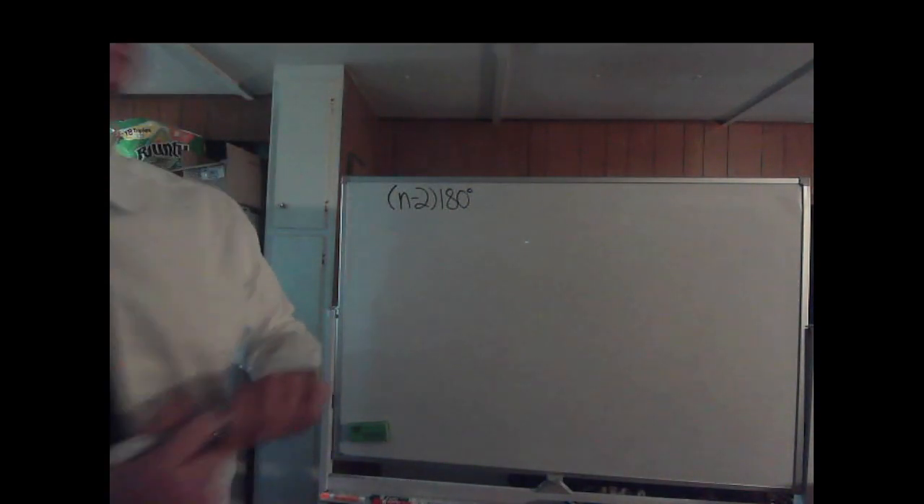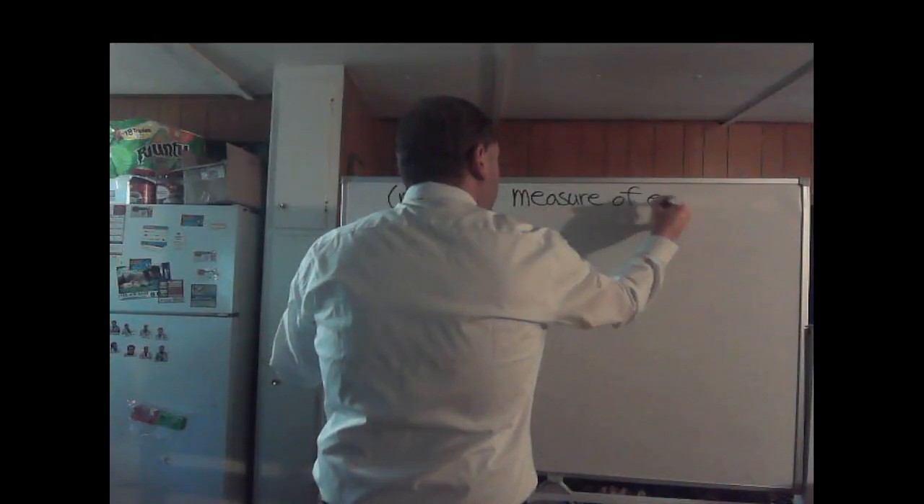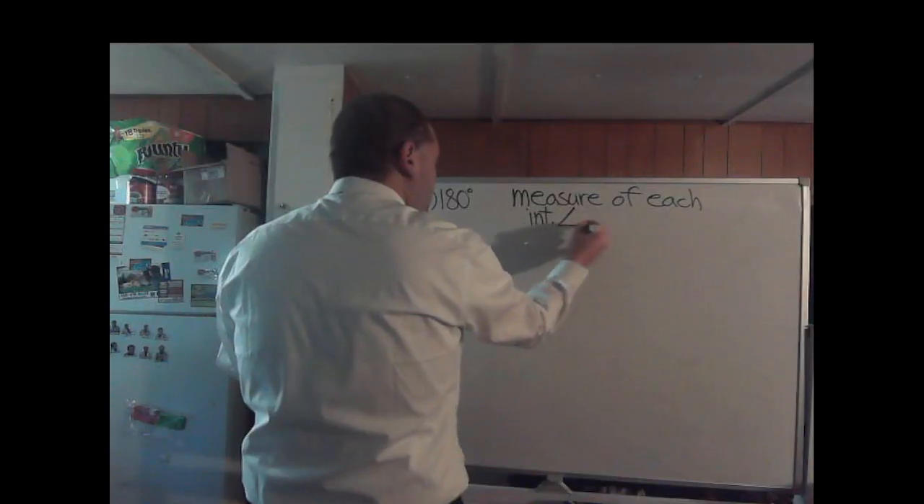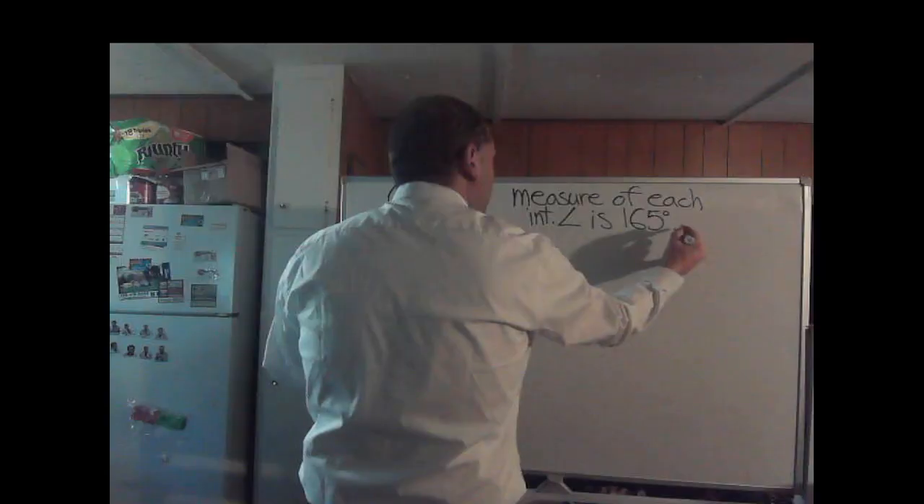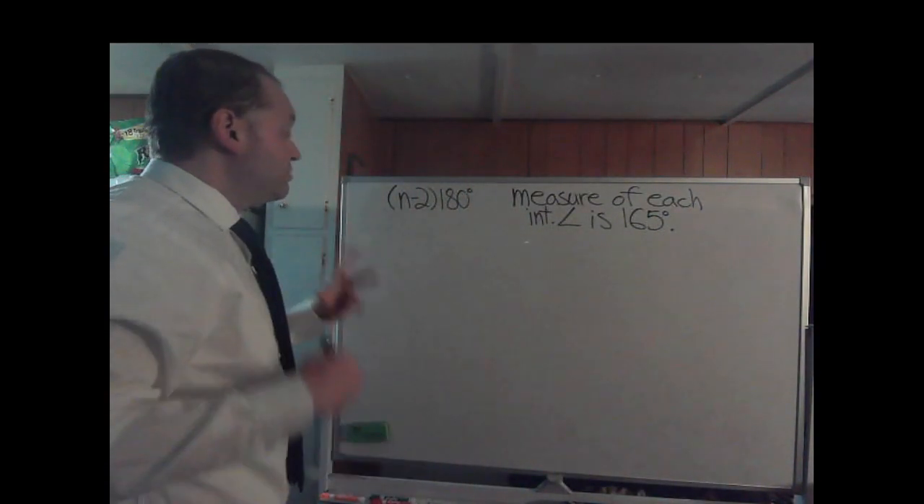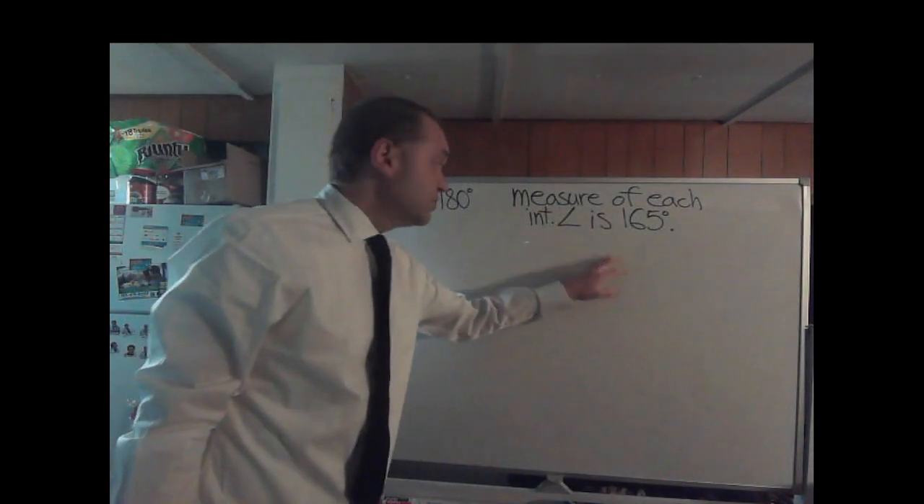Now the last two problems are different yet. They're going to switch up what information they give us to start. What they give us here in this one is the measure of each interior angle is 165 degrees. Alright, so the measure of each interior angle is 165 degrees.